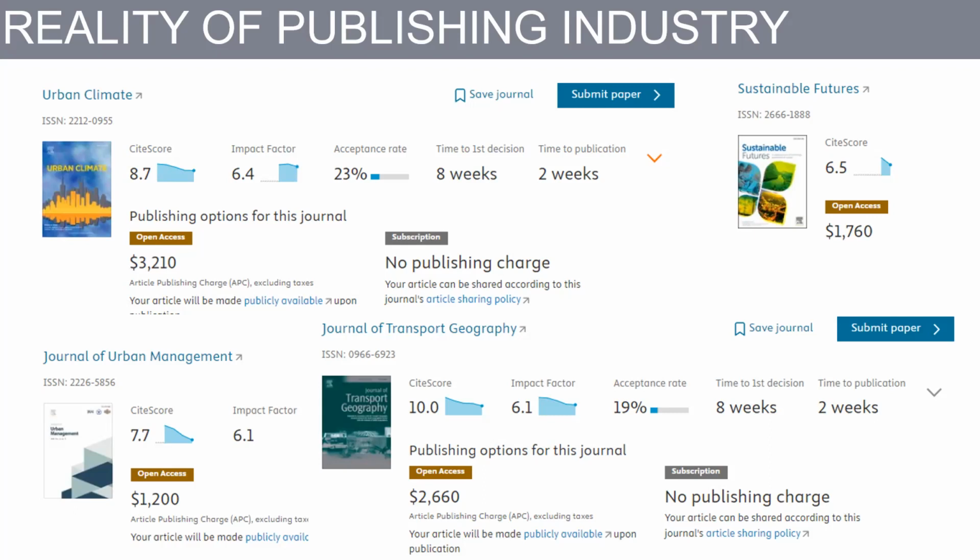So anyways, in both cases, in all essence, the competition is really high and the scrutiny is really high, and you can see the time it will take for you to publish your first paper or continue publishing. You can see the time taken for the decision. So 8 weeks, 8 weeks.